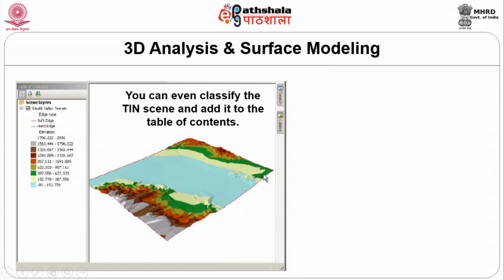So simply use your identify button or info button and then click on the DEM. This is the info button, the blue one, and you can get over the TIN and get its characteristics and values. All the details pertaining to a particular point, whatever is stored, will also be displayed here. You can also classify the data, the TIN scene, and add it to the table of contents. This is what is called the TOC.